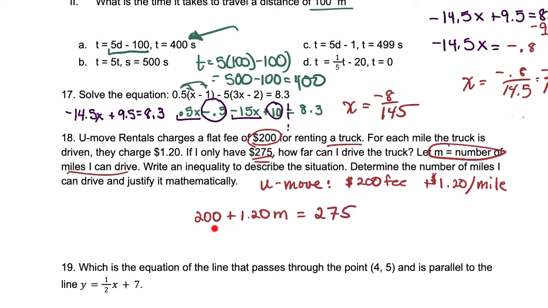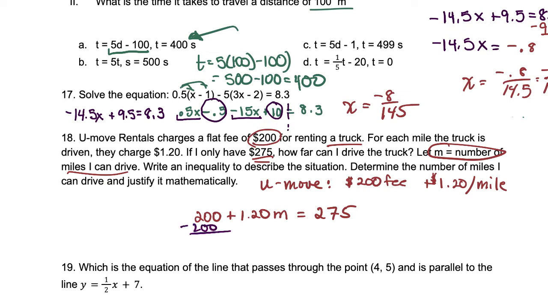So right here is the cost to rent the truck. Here's $200 they charge you right away. Then $1.20 for every mile. So if you drove 1 mile, they charge another $1.20, giving you a total of $201.20. And you can spend up to $275. So that's our equation. The amount it costs us based on miles can only equal out to 275. So now we just solve it.